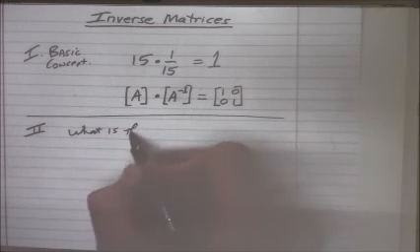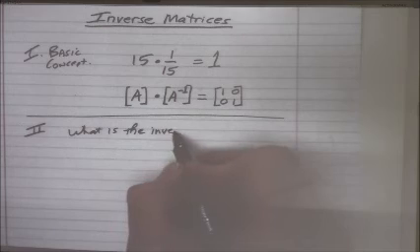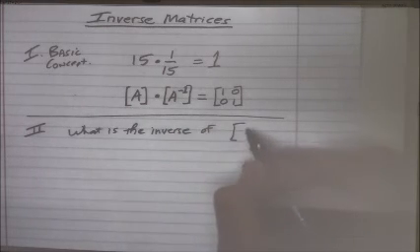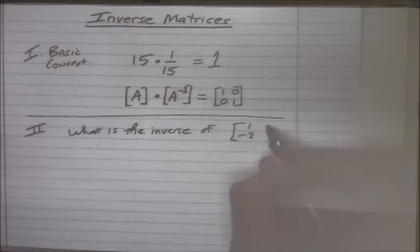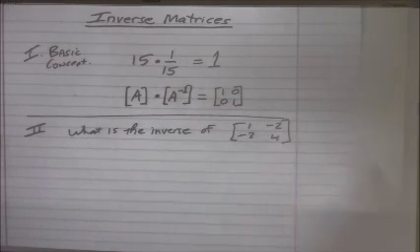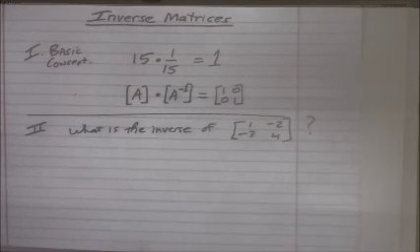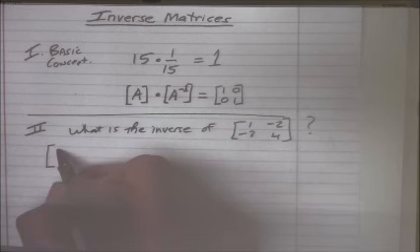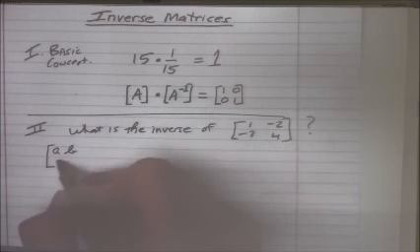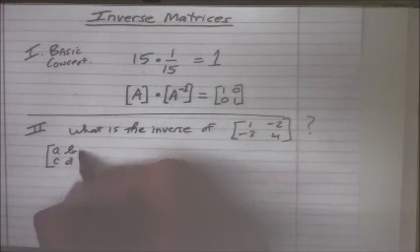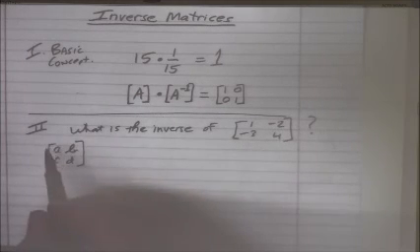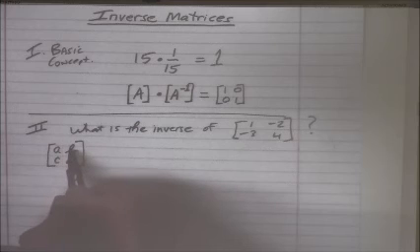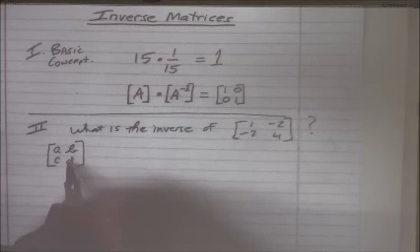What is the inverse of 1, negative 3, negative 2, 4? All right, let's take a look at the formula to use, and I'm going to write a generic matrix in this way. We will take the top left number as A, and the top right number is B, bottom left is C, and bottom right is D.